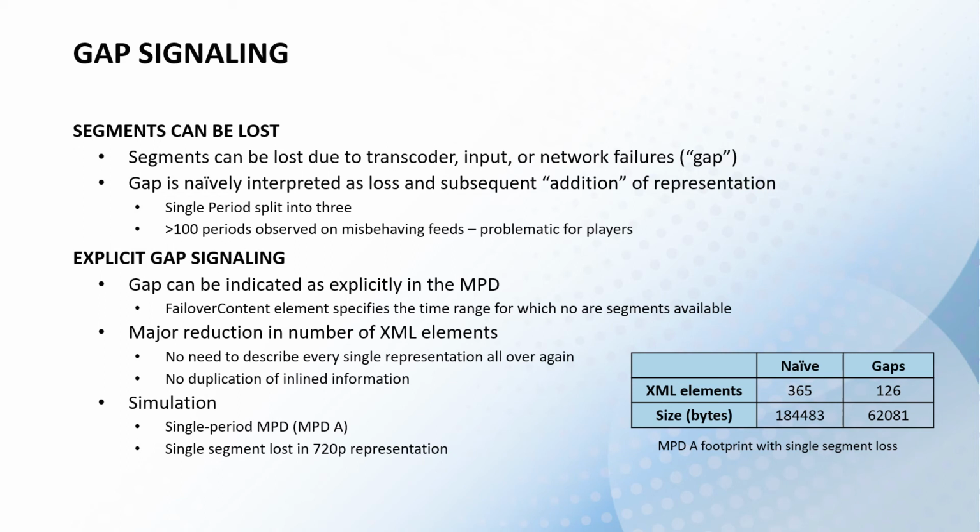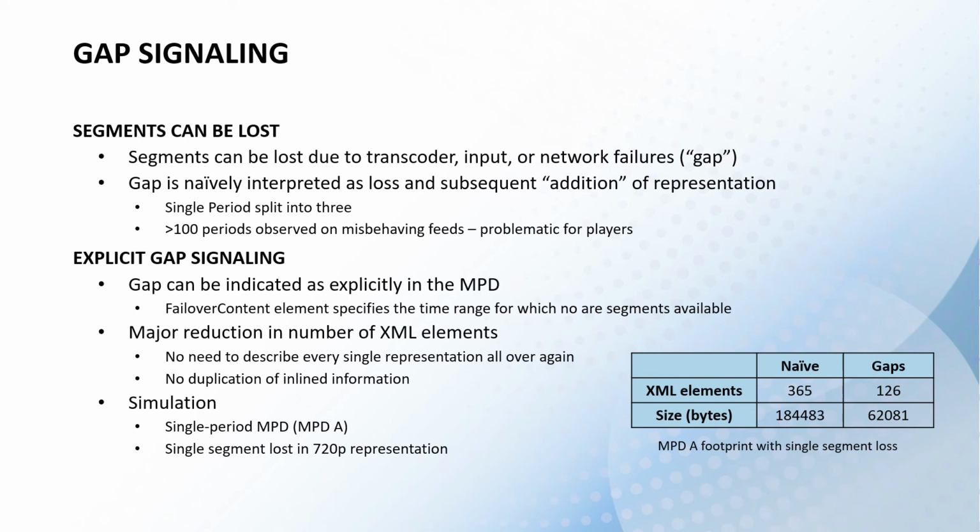All of a sudden, if you interpret this naively, you have a period that has 5 representations, then you lose one, you have 4 representations, you need to cut a period, then the representation that lost a segment recovers, and all of a sudden you have again 5 representations and you create a new period. All of this because of one single failure. And we've actually observed more than 100 periods on misbehaving feeds. This becomes also problematic for players because you end up with very short periods of a few seconds. Now, the solution of multiple periods is unfortunately insane.